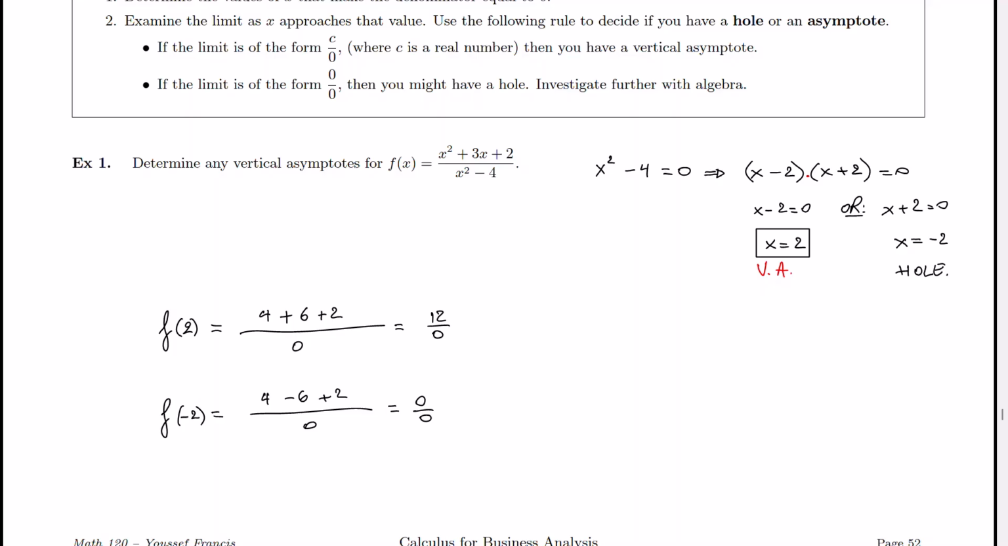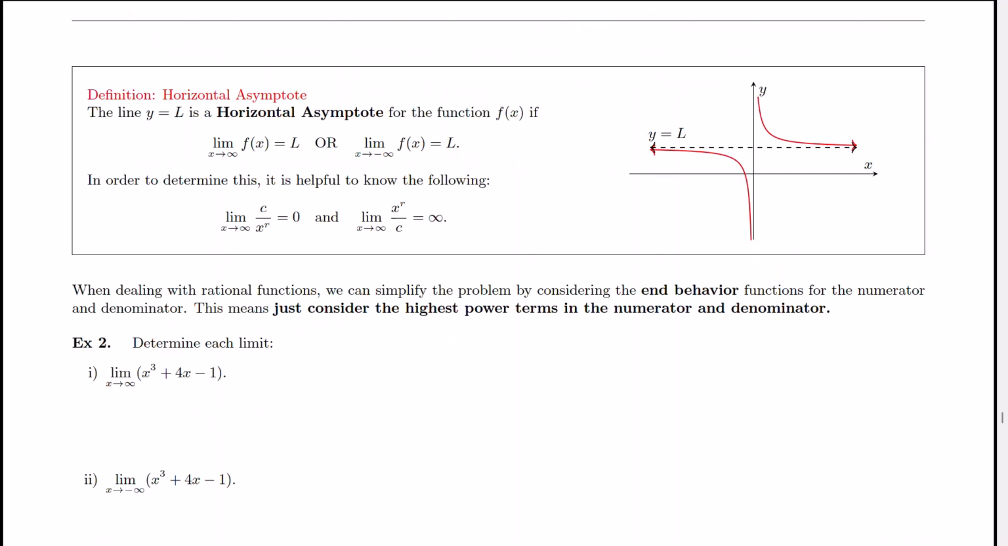Obviously, we can also find the limit as x approaches 2 from the left or the right and see that it's either plus or minus infinity. That would confirm that x equal to 2 is a VA. We could do the same thing with the limit as x approaches negative 2 from the left or the right, and we will find that it's not equal to infinity or negative infinity, which means we're dealing with a hole at x equal to negative 2. But I'm going to skip the limits for this problem.